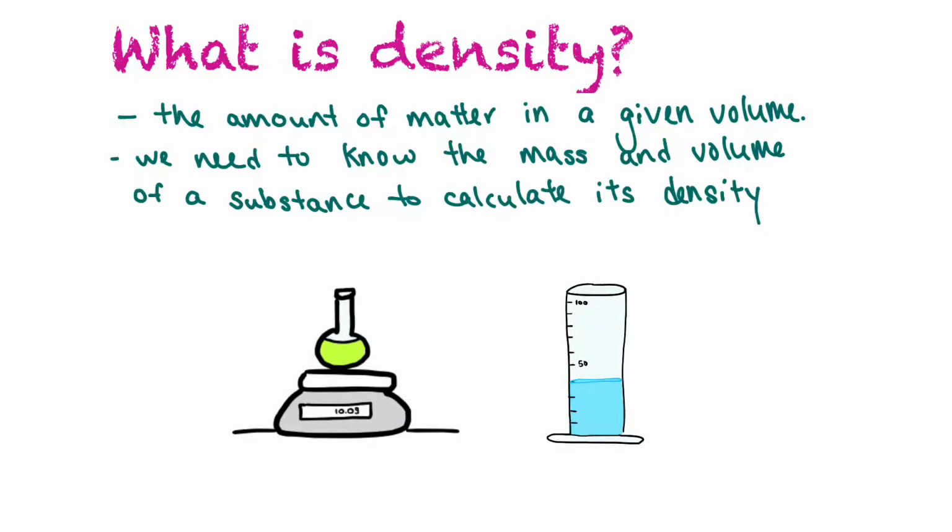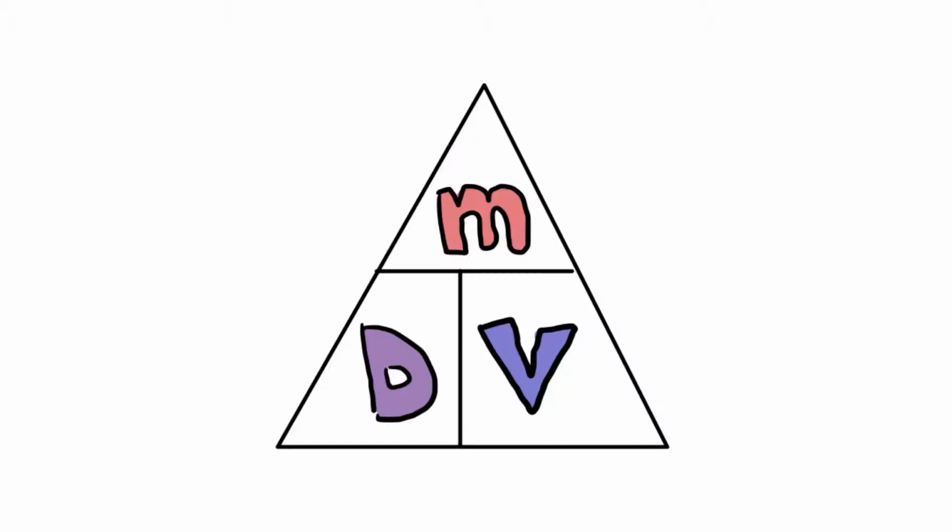So what is density? Density is the amount of matter that is in a given volume, and we need to know two pieces of information about the piece of matter. So we need to know the mass of the matter, so how much mass it has. So for instance, this flask weighs 10 grams, and then we also need to know the volume of a substance. So in this case, it's 40 milliliters. And if we have those two pieces of information, we can calculate density.